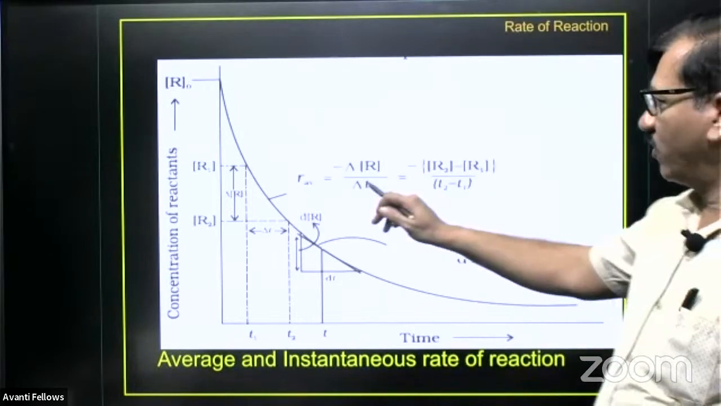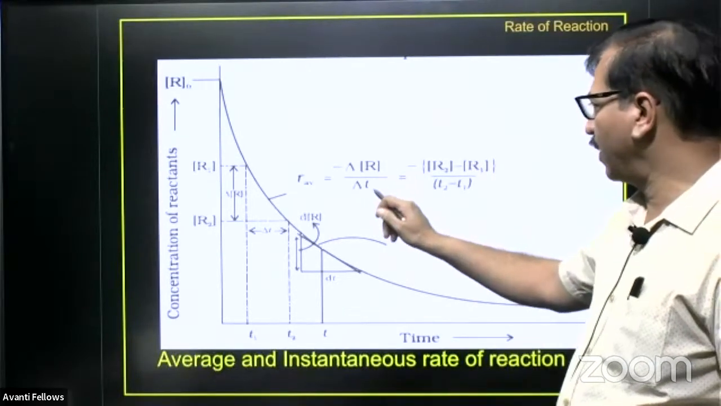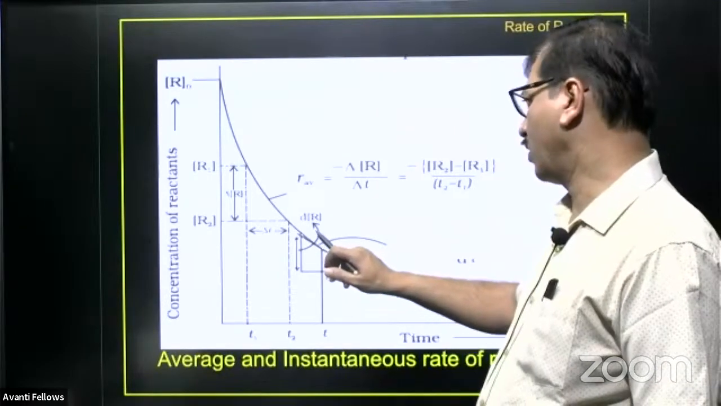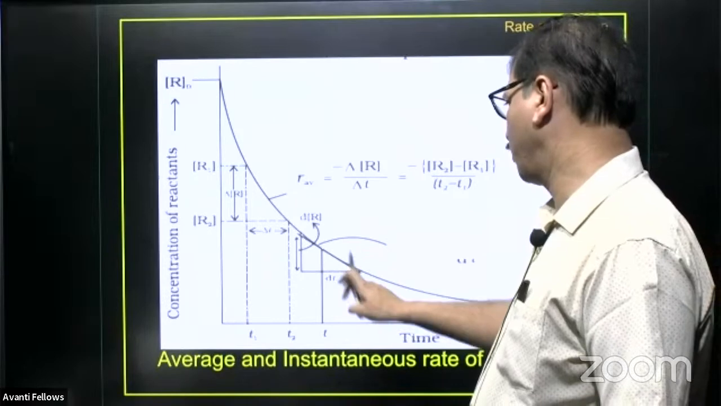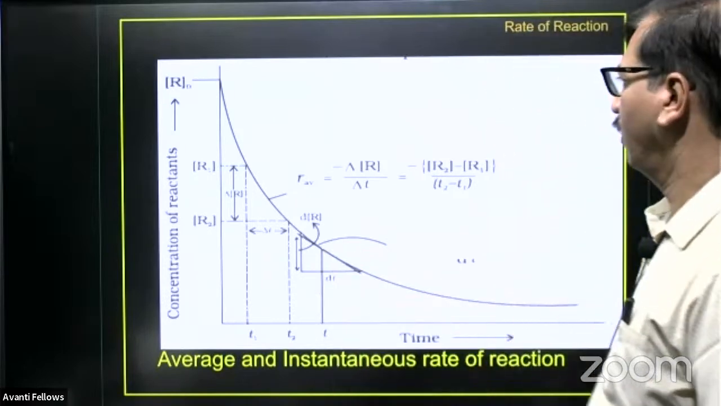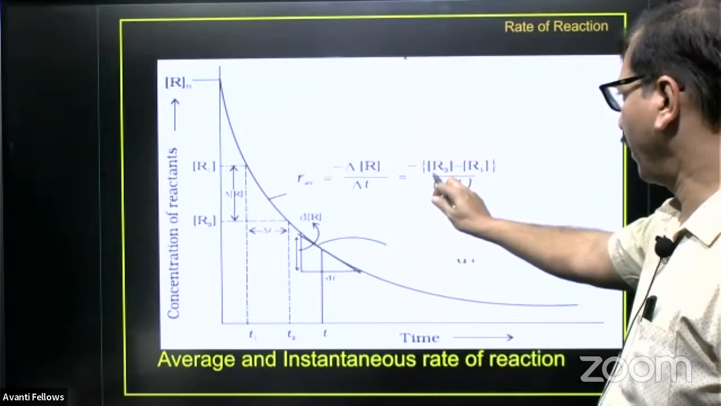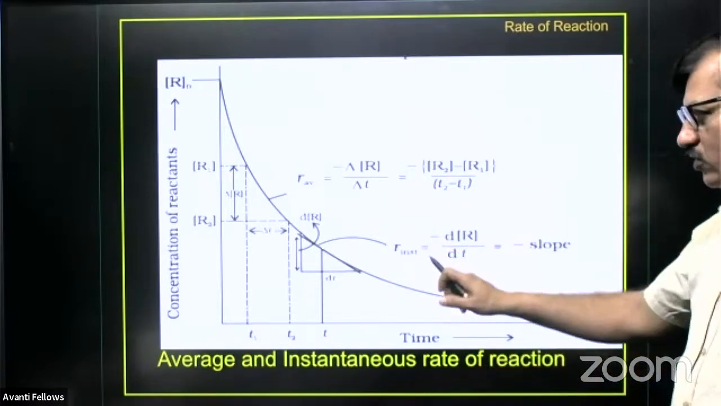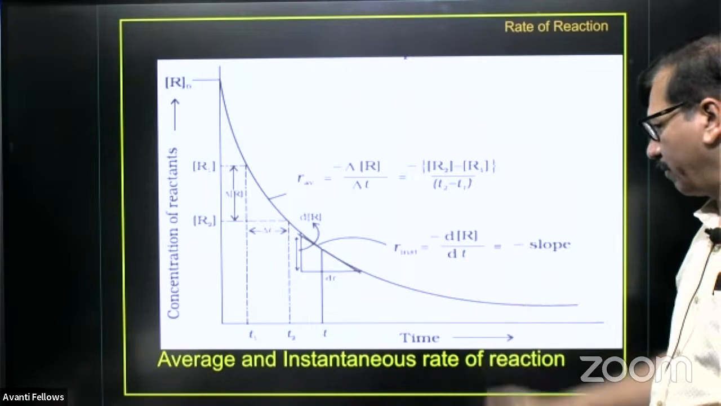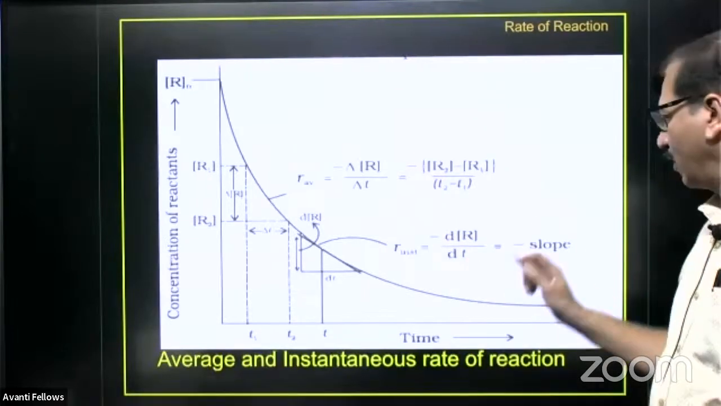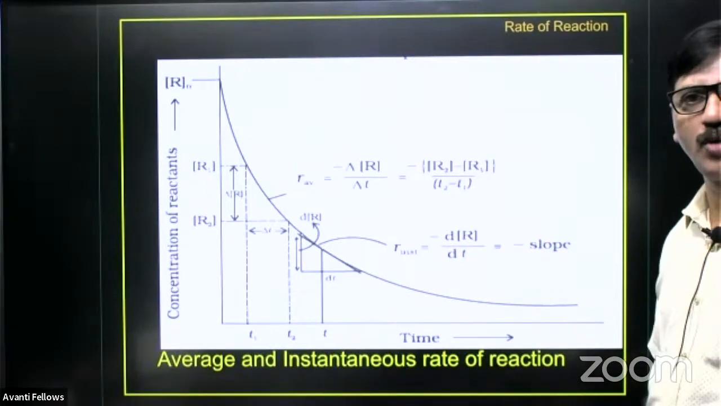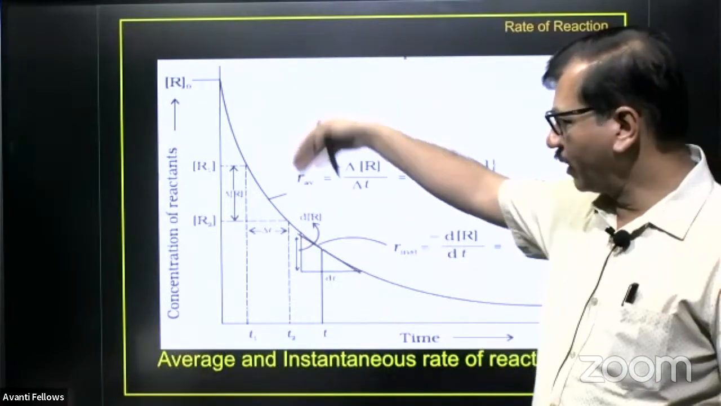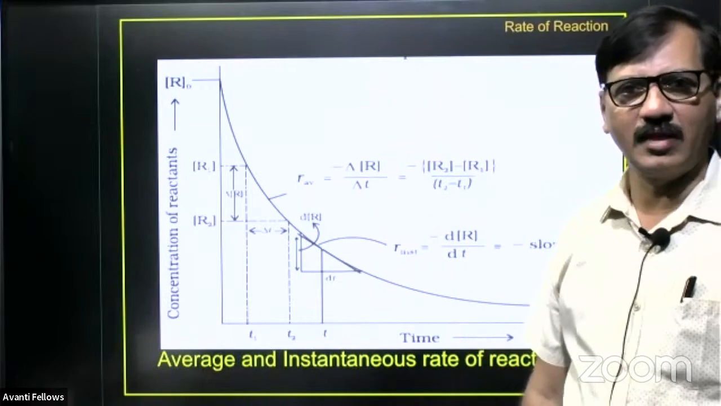So the average rate is minus delta R by delta t, because y2 minus y1 will be negative. Therefore, negative into negative becomes positive, right? Instantaneous rate is minus dR by dt, which is nothing but the negative of the slope. The slope is negative because it is a downtrending curve.